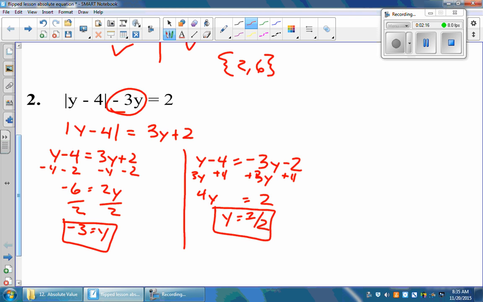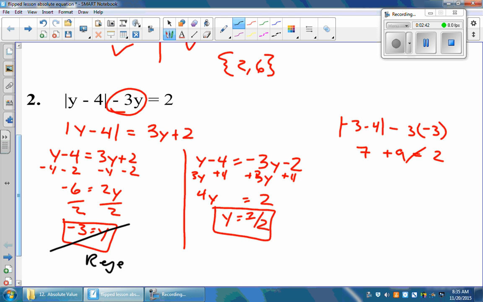You must check them in the original. So let's try negative 3. Negative 3 minus 4 is negative 7. Absolute value of that is 7. Minus 3 times negative 3, which is positive 9. Is 7 plus 9 equal to 2? No. So then we're going to go back and reject this answer. It's an extraneous root, which means you get an answer, but it doesn't check, so we can't use it.